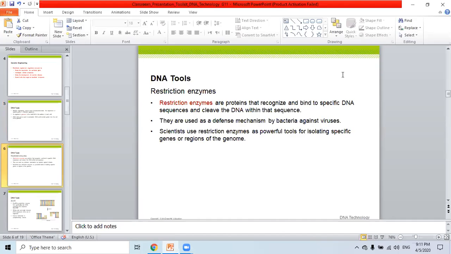Restriction enzymes. Let's discuss the restriction enzymes. Restriction enzymes are proteins that recognize and bind. So first they are recognizing, then binding to specific DNA sequences and cleaving the DNA within that sequence. For example, they have one kind of sheep, Australian sheep. This Australian sheep is huge and has too much meat, really, more than fat.